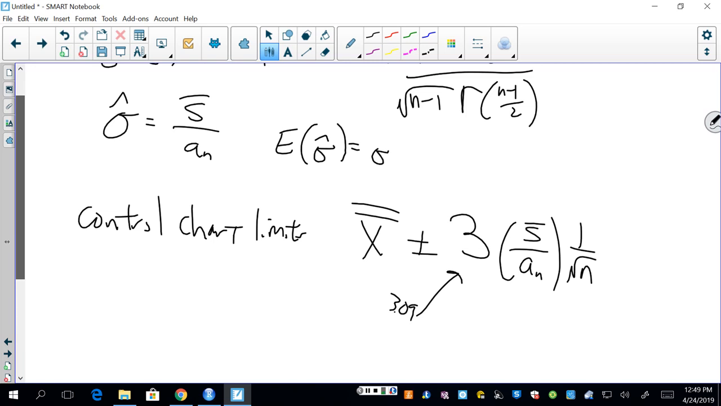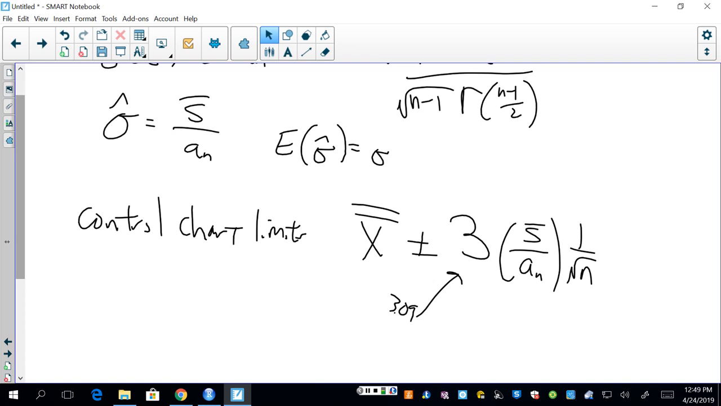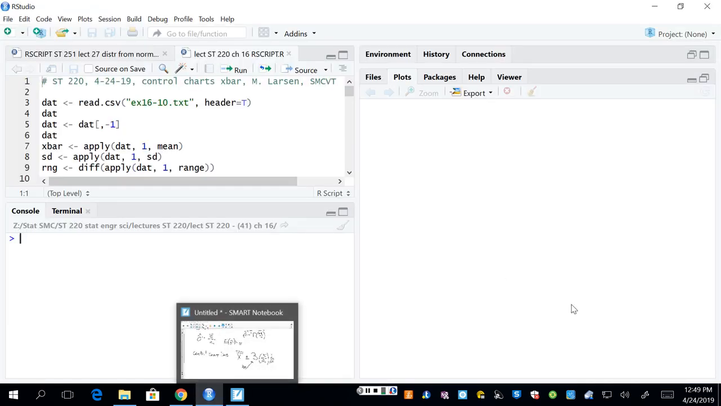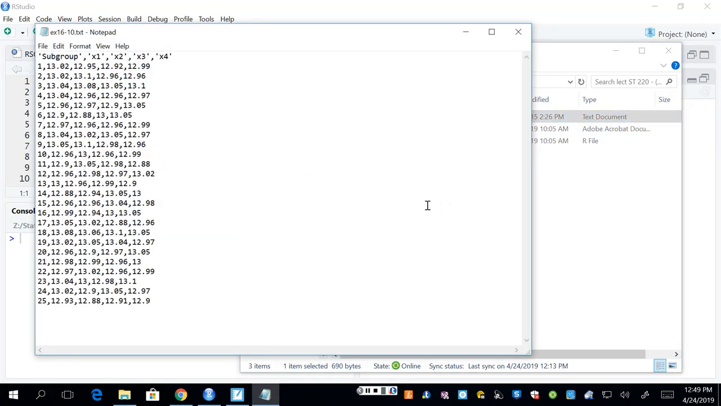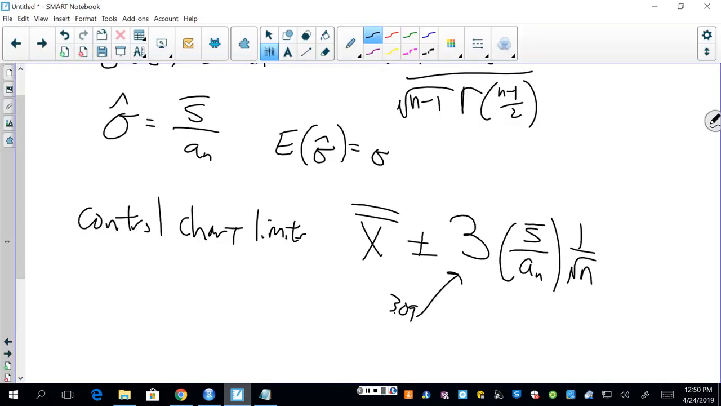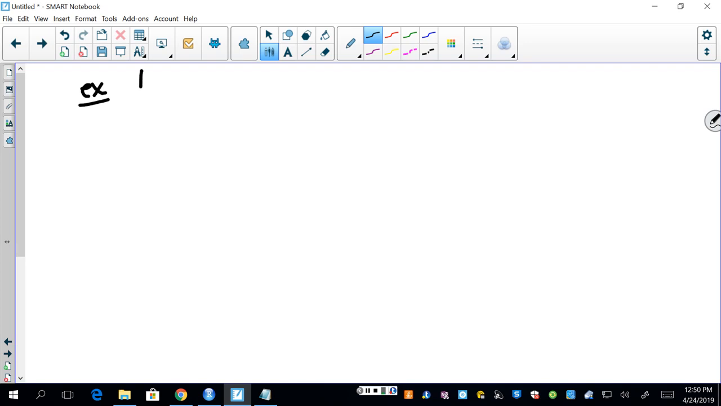Now I prepared an example. I meant to copy it, but I don't seem to have it. I didn't print it, so we're just going to have to look at it here, and then if you want to get the handout, it is available as a PDF. This is a little data set that comes with the book. The example is problem 16.10 in the book.